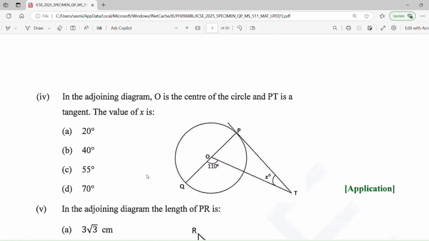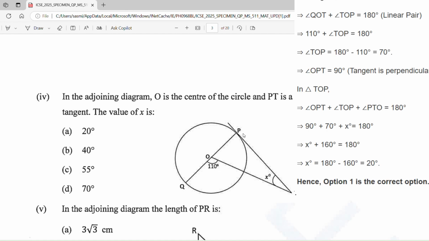Next, question 4. O is the center. PT is a tangent. We need to find the value of x. Here PT is a tangent and OP is a radius, so OP is perpendicular to PT. Angle OPT is 90 degrees, as a radius is perpendicular to the tangent. This is 90 degrees and this is 110. This is 180 degrees. This is a linear pair.